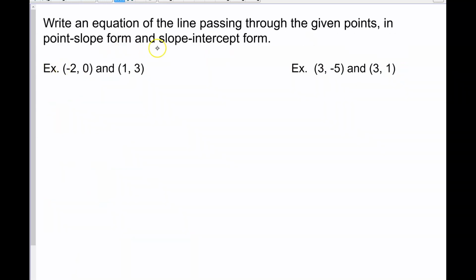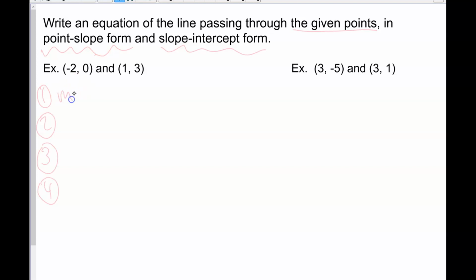All right, so now we're into writing an equation of a line passing through the given points, in point slope form and in slope intercept form. So again, basically we're going through those 4 steps, where we find our slope, we plug in our slope and one of our given points, and then we distribute and we solve for y. So we're going to end up getting to slope intercept form.